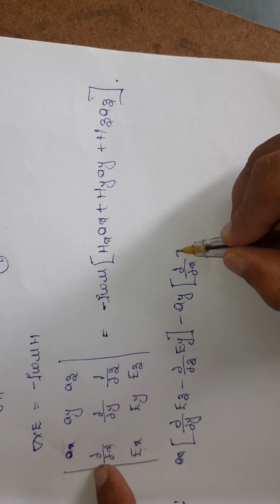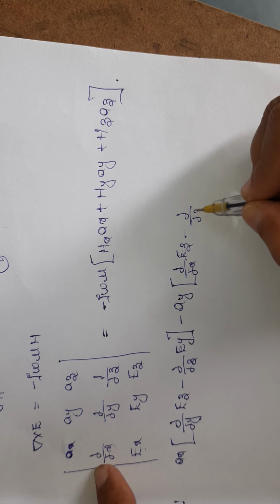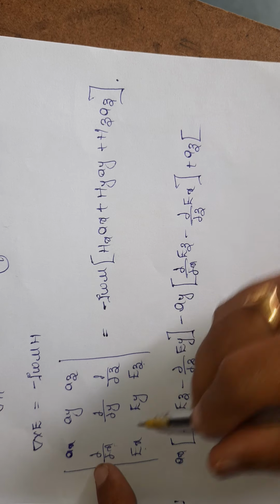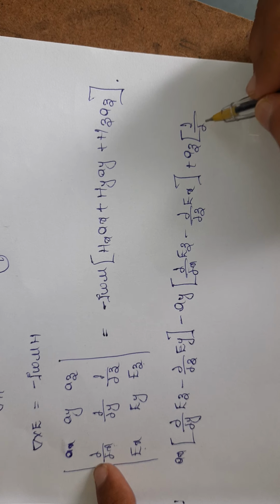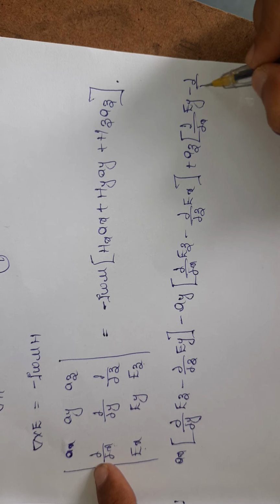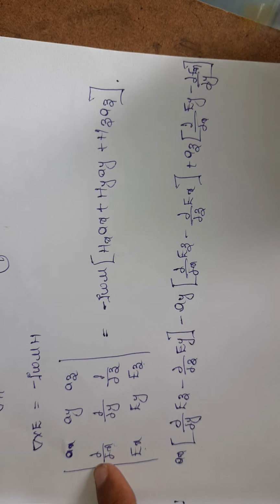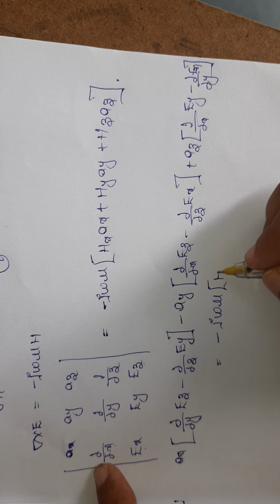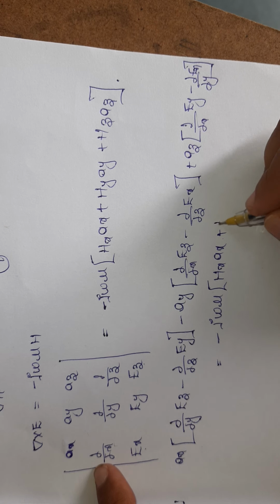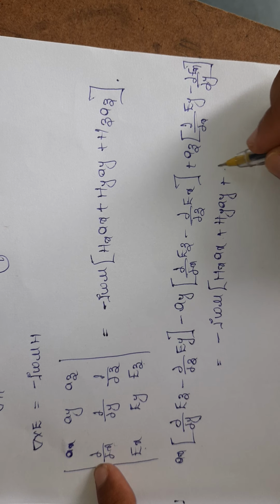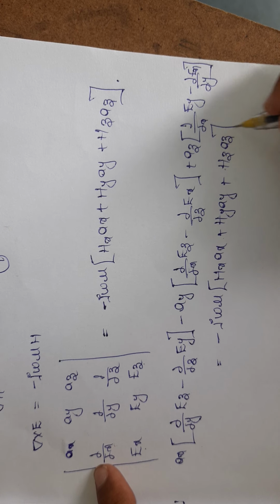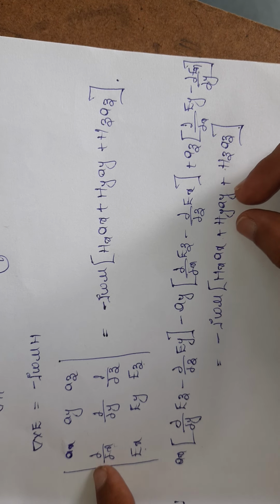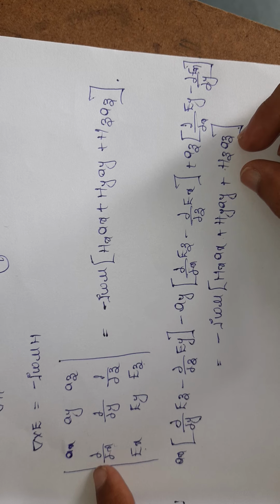Dou by dou x Ez minus dou by dou z Ex plus Az into, you have to consider these two, dou by dou x Ey minus dou by dou y Ex equal to minus j omega mu into Hx Ax, Hy Ay, Hz Az. So I am writing individually Ax component, Ay component and Az component. Okay.